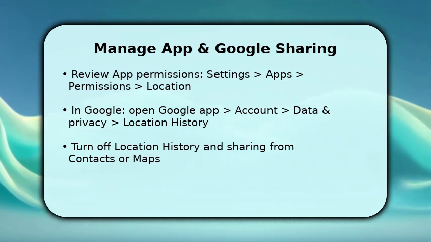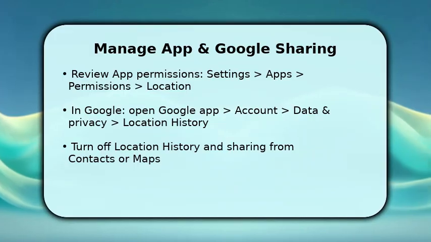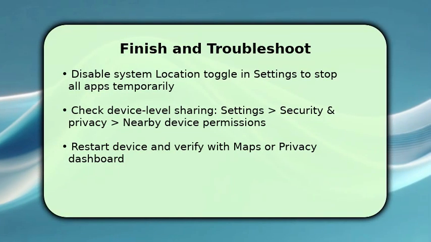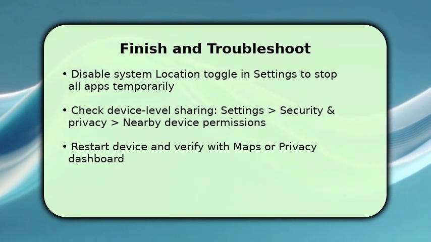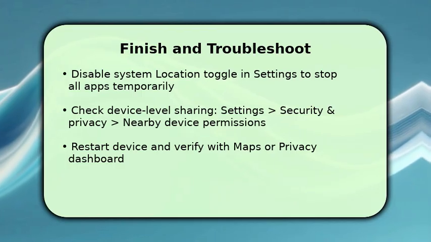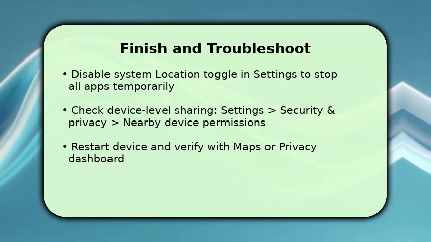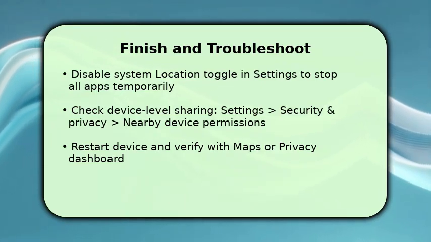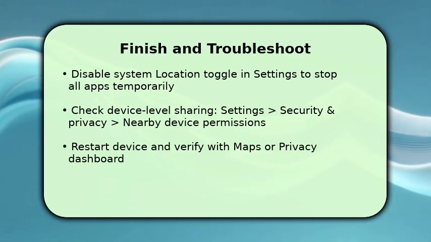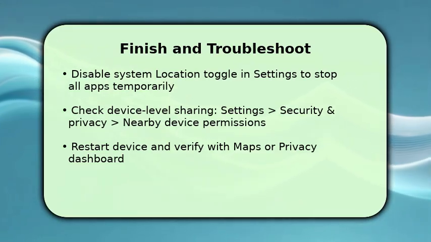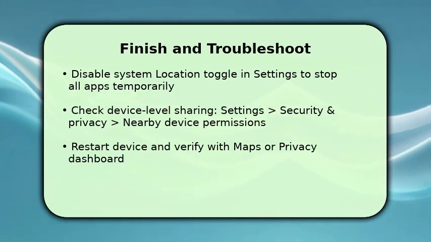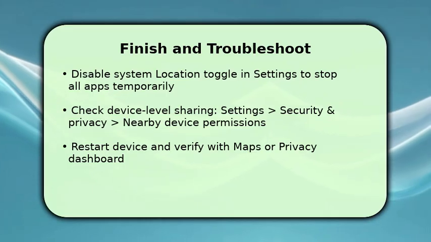Finish by deciding if you want location off system-wide. Toggle location off in settings to block all apps temporarily, or adjust the privacy dashboard to control specific features. Once you've revoked app permissions and paused location history, restart your phone to ensure settings apply. If sharing persists, make sure any third-party apps have background activity and location set to deny, and check for multiple Google accounts. A quick troubleshoot tip: sign out of Google, then sign back in.